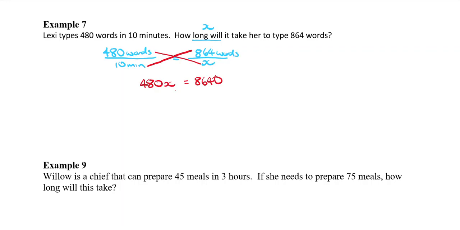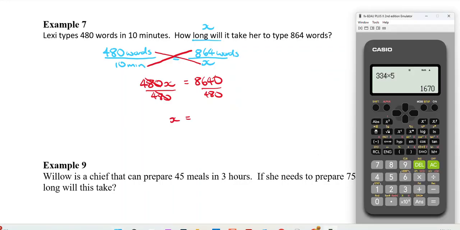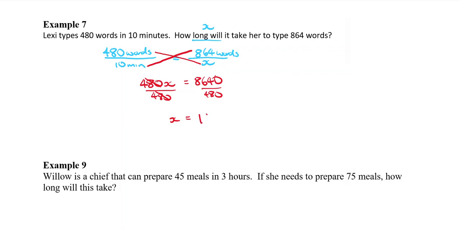Now to solve the equation, I'm going to divide by 480 to get rid of that from the front. Dividing those numbers, we get 8640 divided by 480, which is 18. And remember, X was representing how long it will take, and our time unit was in minutes. So it's going to take her 18 minutes to type the 864 words.